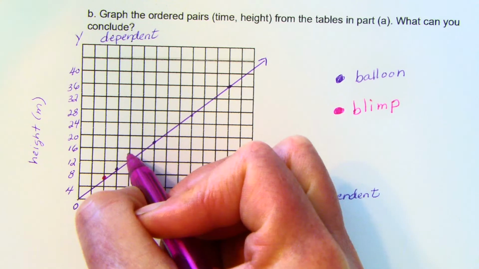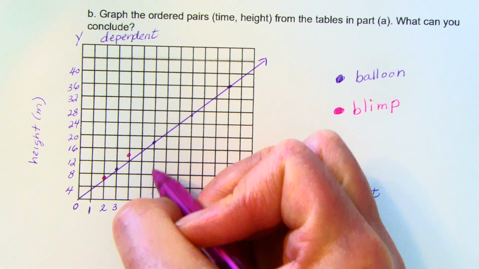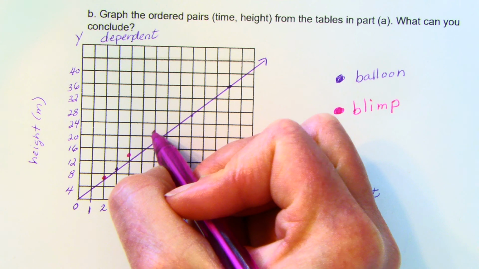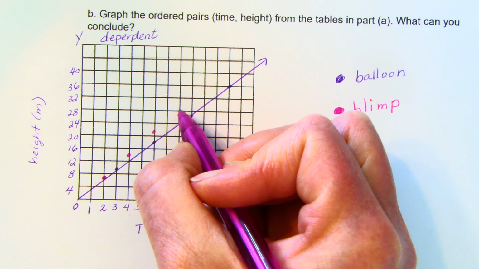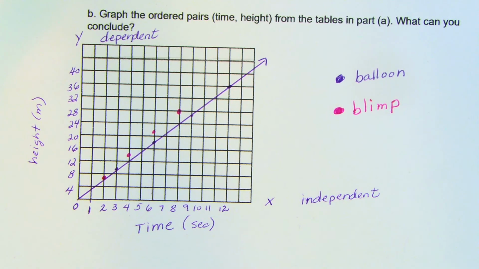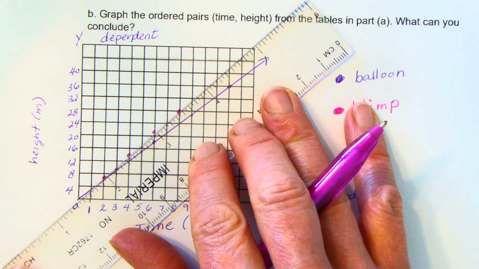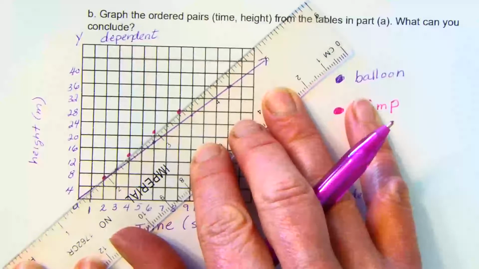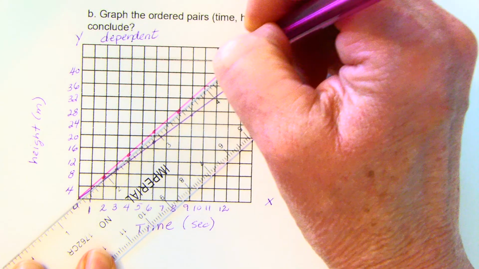All right, and let's see, over 4 and up 14. 14 is halfway between 12 and 16. Okay, over 6 and up 21, not there. And over 8 and up 28, right there. All right, and again, they should make nice straight lines. Okay, going to be real exact when you graph, and it should end up going through 0, 0 also.